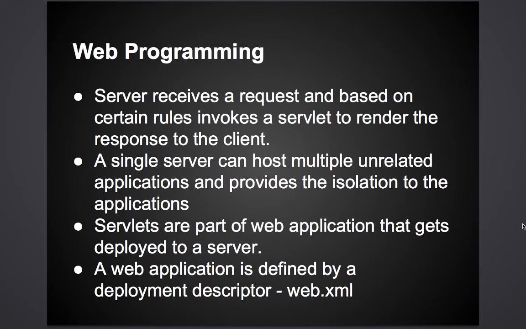So continuing further on our presentation, the server will typically receive a request, and based on certain rules it will invoke a servlet whose responsibility is to render the response to the client, right? So what are these rules that we're talking about? Well, rules typically take the form of: if the request is to this URL, or if there is something in the URL path, for example, slash hello slash XYZ, then you invoke a certain servlet. So this is a rule that can say that this servlet has to be invoked when the request is of a certain type.